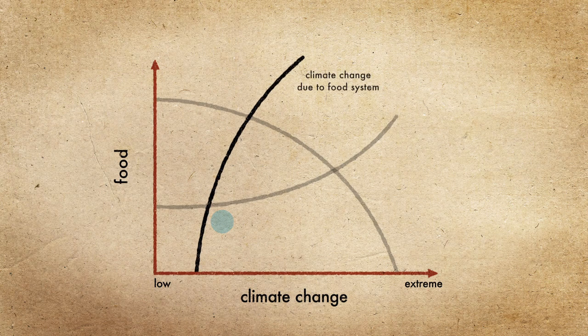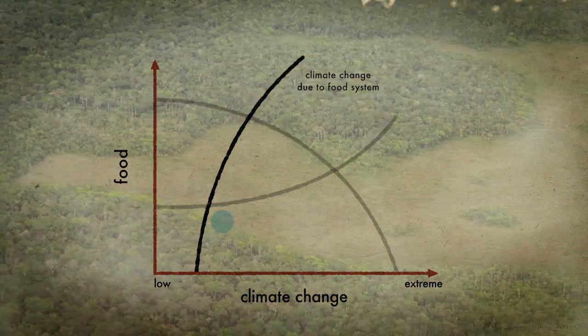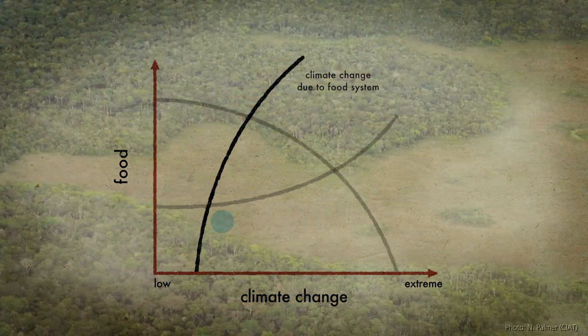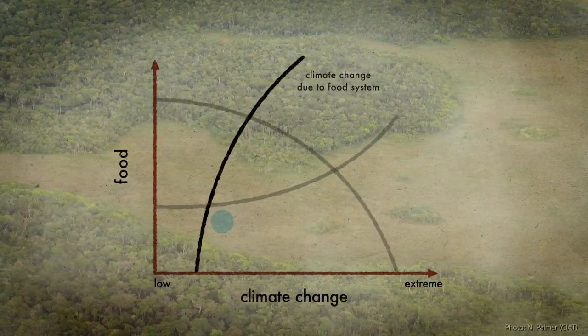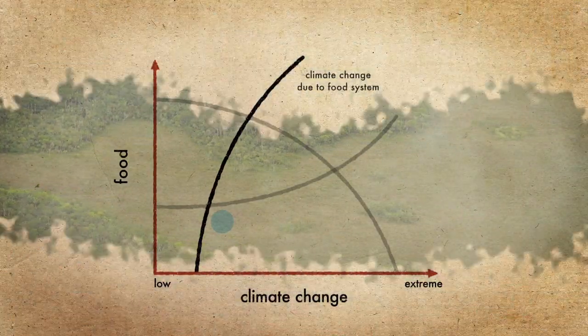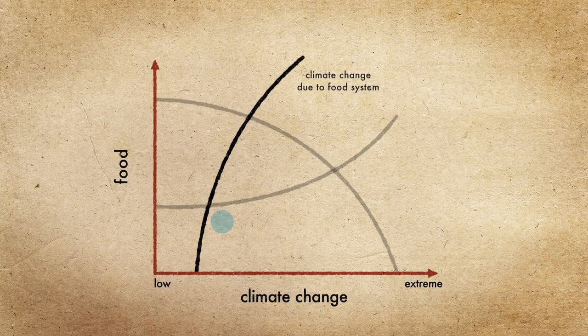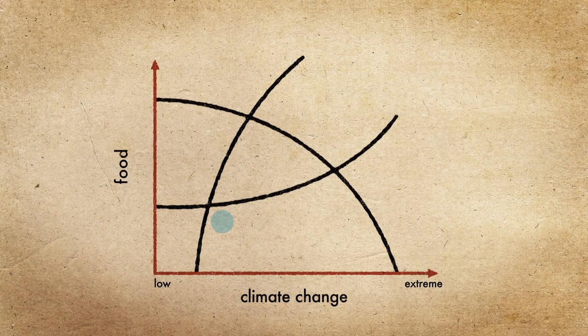This curve represents the effect of increasing food production on climate change. As we clear more land for crops, apply more artificial fertilizer, and have larger livestock herds, the climate impact, already nearly a third of current climate change, increases. A sustainable future must be located within the space defined by these three limits. This is the safe space.